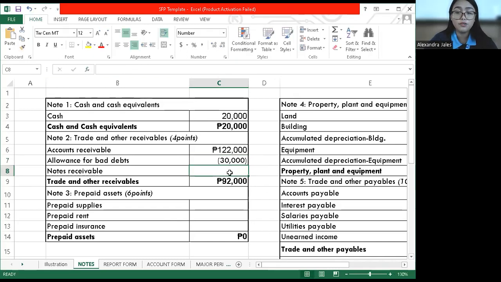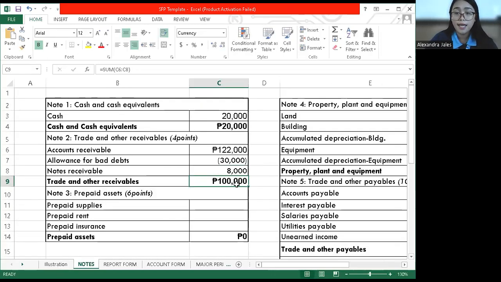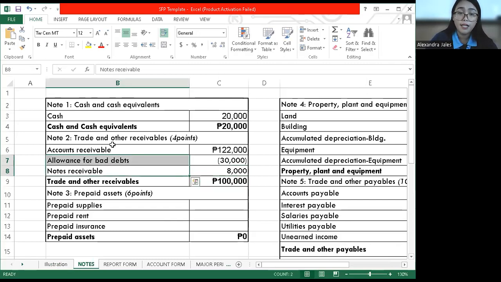So we have now notes receivables. So we have here trade, that would be 8,000. In total, we have 100,000 pesos. We already defined each of these accounts, correct? I did define for you what accounts receivable is. When we say accounts receivable, these are amounts due from your customers. So this is under, of course, credit. That means you will receive this, but it is still on account.